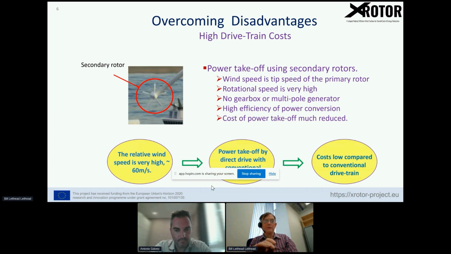So from this logic, if we want to scale up this wind turbine, all we're doing is adding more of these secondary rotors. So it's a linear increase in cost with the size of the turbine for the power takeoffs. And by the time you get to 5 to 10 megawatt scale, that converts into a very large cost saving.